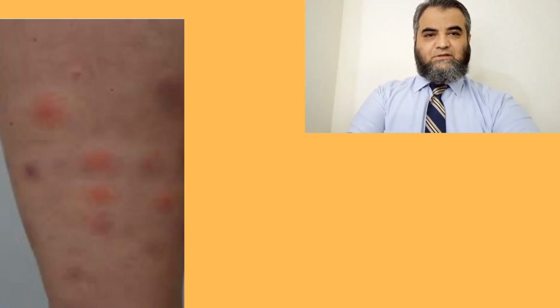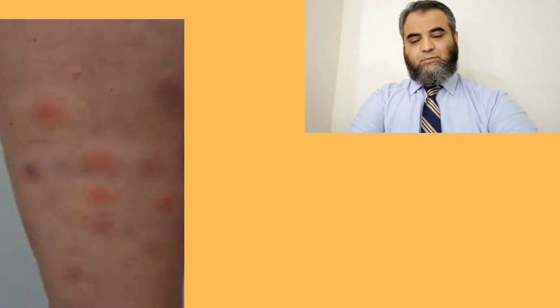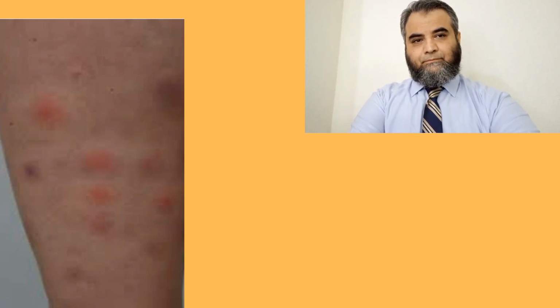It causes different types of skin lesions, pustular lesions, erythema nodosum. So these are some pictures showing you the lesions on the legs. Another slide showing the different lesions of Behcet's disease. So basically it is a systemic vasculitis involving the whole body.